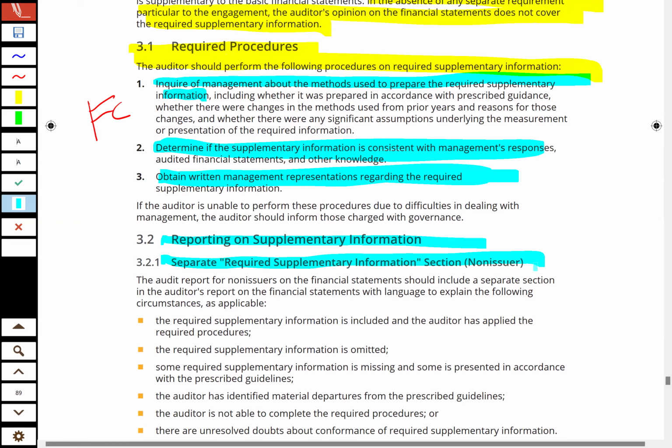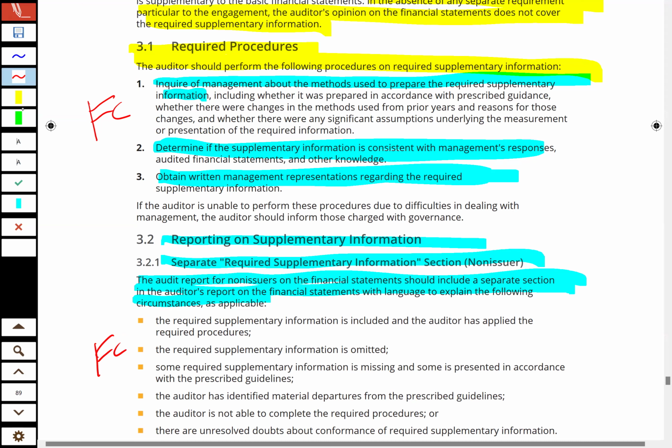Separate required supplemental information section: the auditor's report for non-issuers on financial statements that include a separate section, the audit report on the applicable financial statements, will need language to explain the following. So you're going to add a paragraph to your standard audit report. It's not going to be giving any kind of an opinion on the supplemental information, but it's going to be talking about that information, whether it's there, etc.